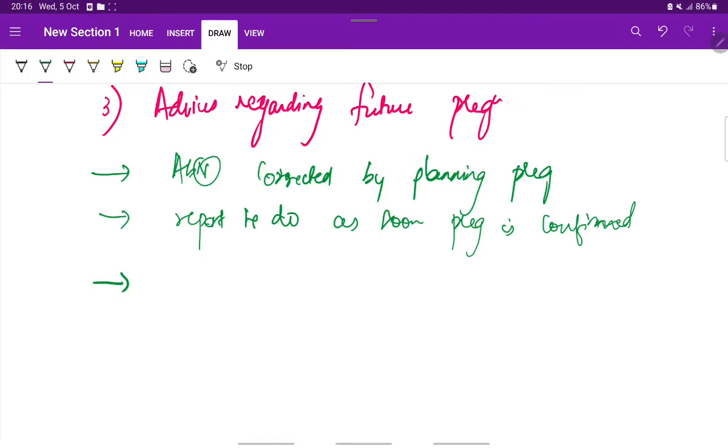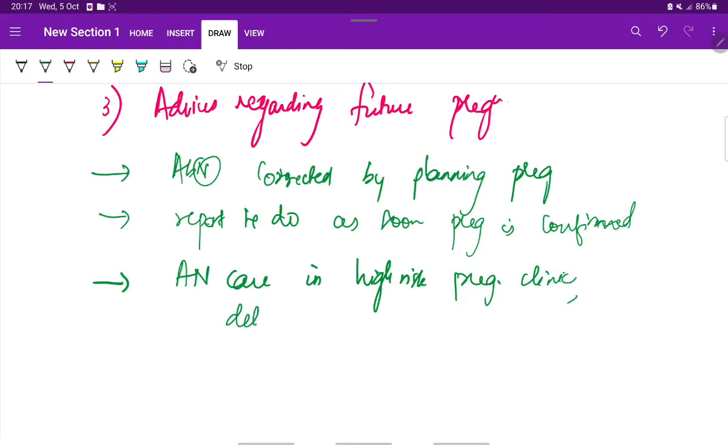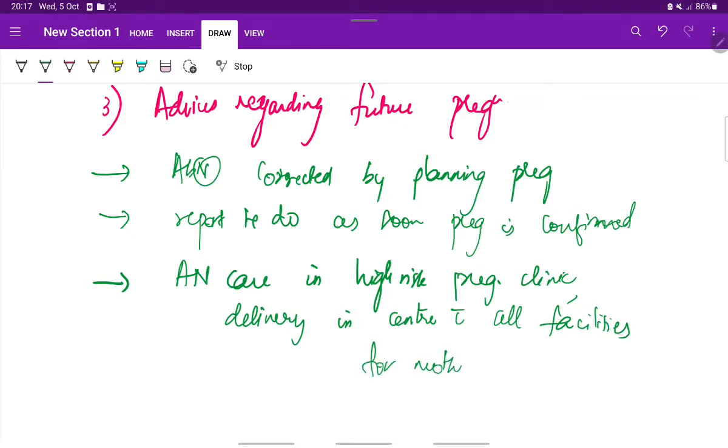And those women should receive antenatal care in a high risk pregnancy clinic, and delivery should be conducted in a center with all facilities for both the mother and the newborn.